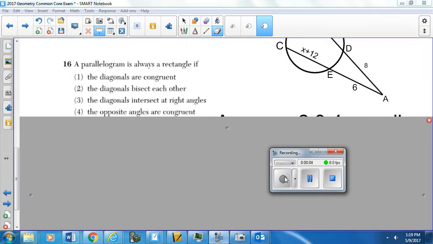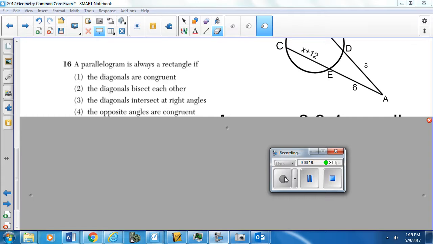Problems 16 through 20 on the 2017 Geometry Regents exam. All right, so starting with number 16. If you've been in class, we have done this problem, but let's go over it again.